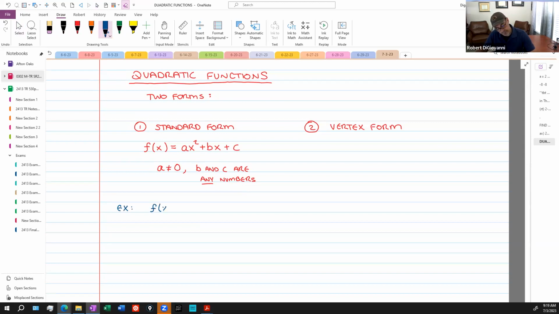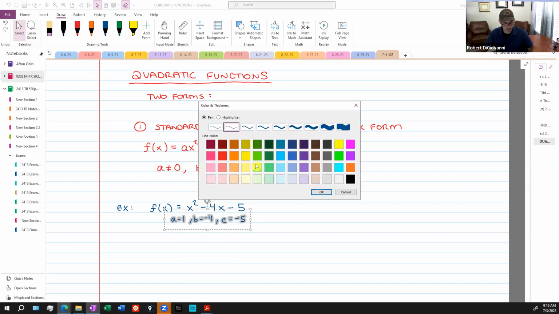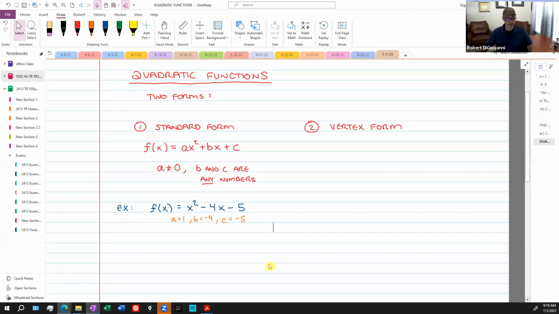So let me give you some specific examples right underneath this of standard form. So here we go. How about f of x equals x squared minus 4x minus 5? That is a quadratic function written in standard form. Written this way, we can identify a as 1, b is negative 4, and c is negative 5, right? That's the first example.